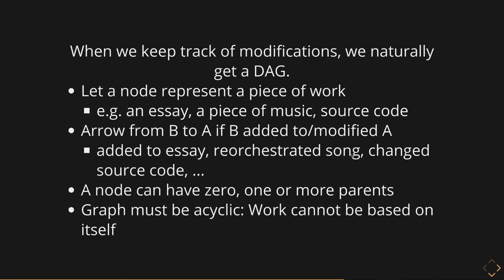So the thing is, if you want to keep track of modifications of something, you actually very naturally get the structure of a DAG. And we do that by letting a node represent a piece of work. You could say it's an edition of an essay, or a piece of music, or, as in the case of Git, source code. And we'll let there be an arrow. Well, I call it arrow on the slide. I should really be consistent and call it an edge, but I've used both. We let there be an edge from B to A if B actually modified A.